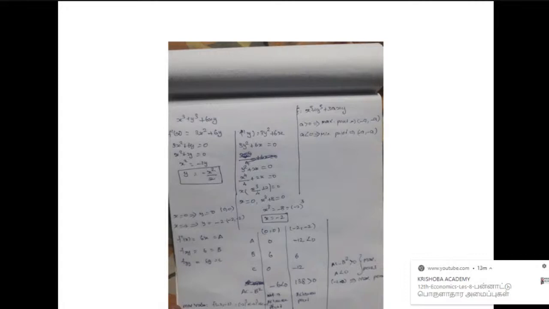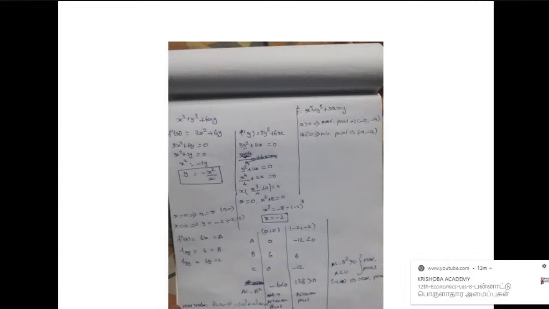If the equation is in the form x cube plus y cube plus 6xy, or x cube plus y cube plus 3axy, then we do not need to calculate all these points. We can directly say whether it is a maximum or a minimum.